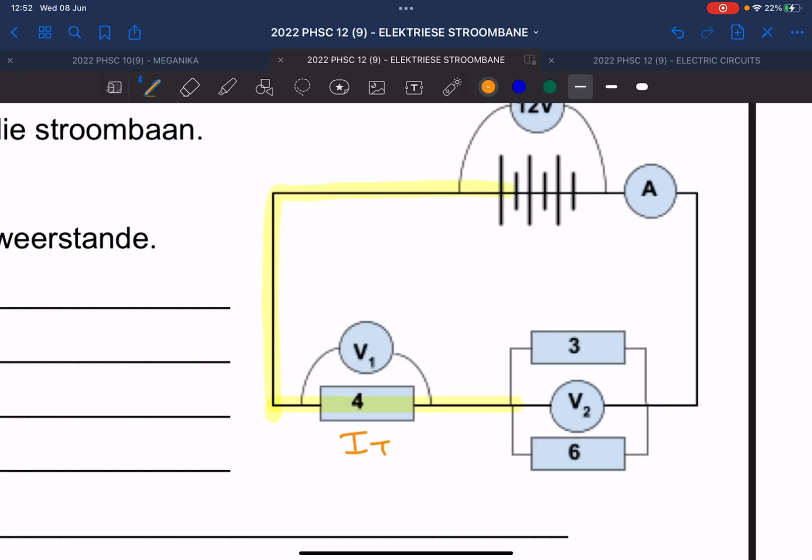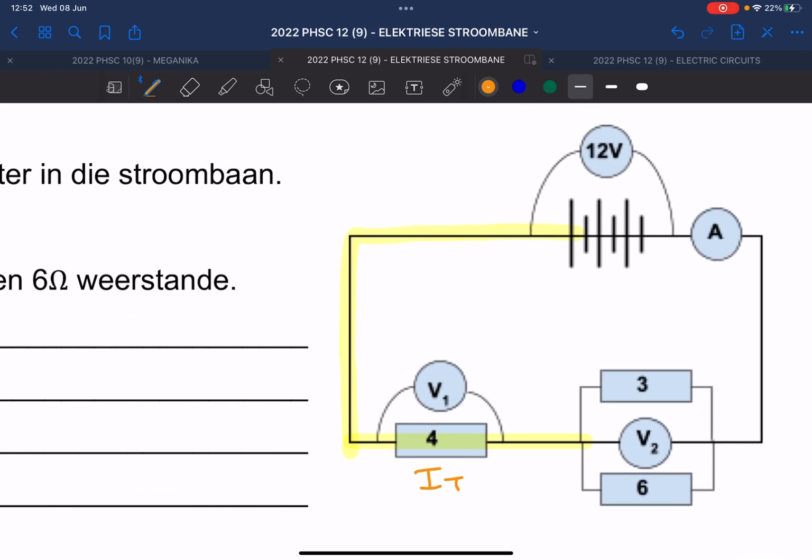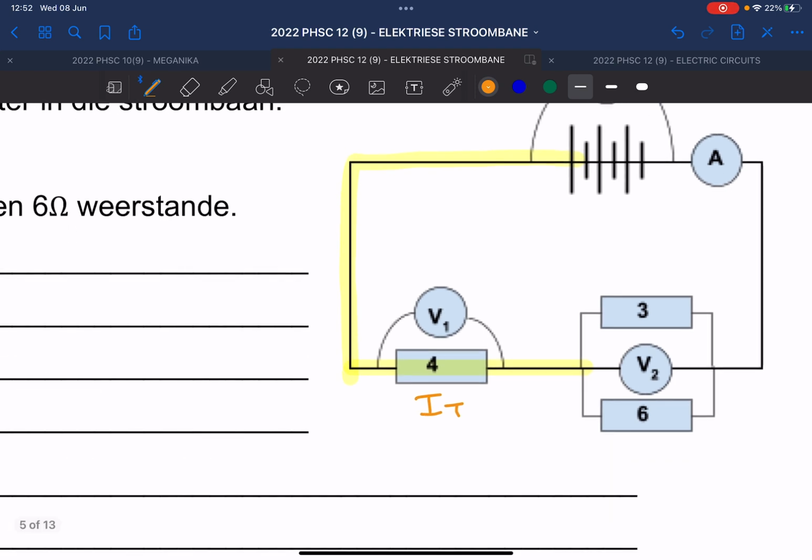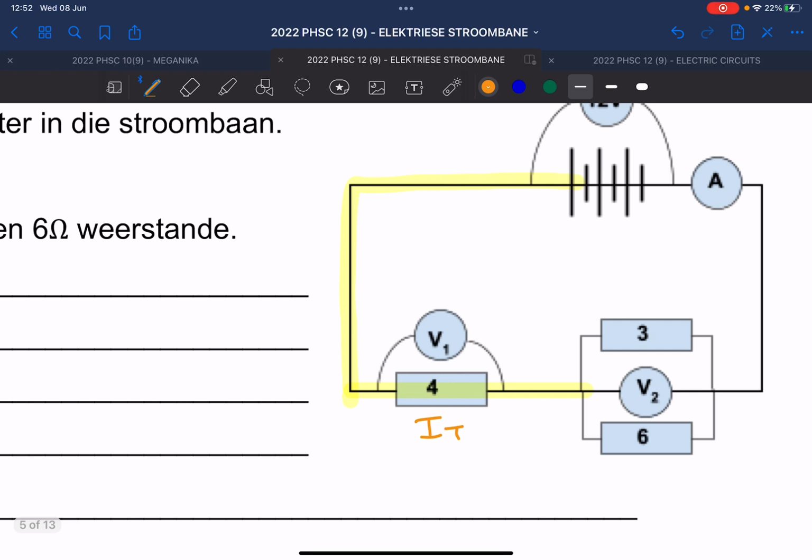Dan tapelo. Into how many branches will our current split up? Into 1, 2, or 3? Choose, which one? Why 2 and 1 or 3? Okay, why does it not go through the voltmeter there? A voltmeter's resistance is too high. Okay, 'n voltmeter se weerstand is te hoog, jy kan nie deur hom gaan nie. So jy stroom split daar op en dan sien jy kom hulle weer hier by mekaar and you see everyone must pass through that ammeter, so that measures the total current.